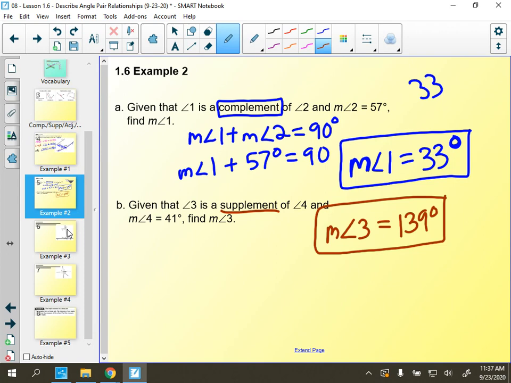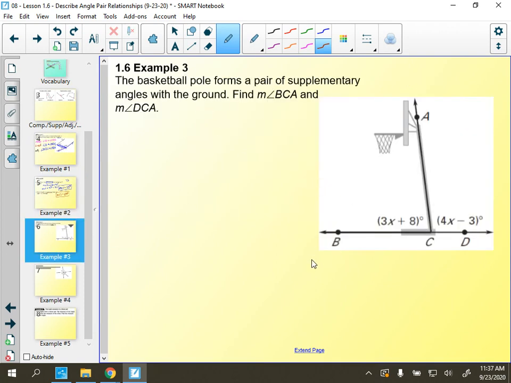Keep it moving. A couple left. A little bit of a situational one. It's nice they're giving us a figure here. The basketball forms a pair of supplementary angles with the ground. Find the measure of angle BCA. So we're looking for both of these individual, and then angle DCA. So looking for the actual true measure of both of these angles here and here.